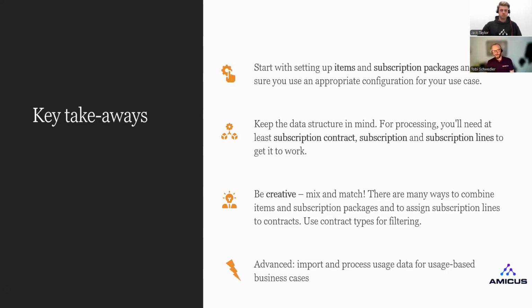So the key takeaways, I would say these four here. You can start with setting up items and packages. Use the Contoso demo data for this, and understand how this is set up, and think of what needs to be changed in the configuration to fit your use case. Then you need a couple of entities, for example, the contract, subscription, and subscription lines details to get it to work. But again, the demo data will help you here.